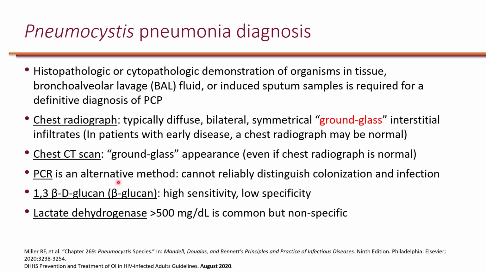PCR is an alternative method. It's an alternative because it's expensive, and it also cannot distinguish between colonization and infection. And there's also the beta-glucan test, which is highly sensitive but has low specificity. So if it's positive, it doesn't necessarily mean PCP. It could be any fungal infection. But if it is negative, then you can rule out PCP.